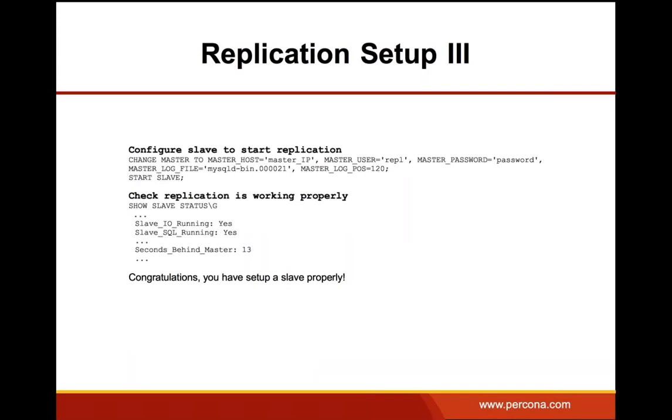And with this command, you will tell the slave which host to use as master, and authenticate with this user and this password against this master, and start replication from this binary log file using this position. So basically, the command is CHANGE MASTER TO, MASTER_HOST, MASTER_USER, MASTER_PASSWORD, MASTER_LOG_FILE, which is the binary log, and MASTER_LOG_POS, which is the position.